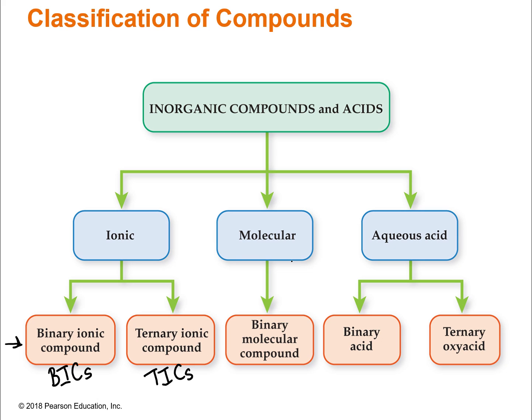We're also going to cover one class of molecular compounds, and those are binary molecular compounds. I'm going to call them BMCs. Now, I'll probably use the full names when talking about it, but when writing things down, it's kind of a lot to write. And for aqueous acids, we have two types: binary acids, or BA, and ternary oxyacids, TOA.